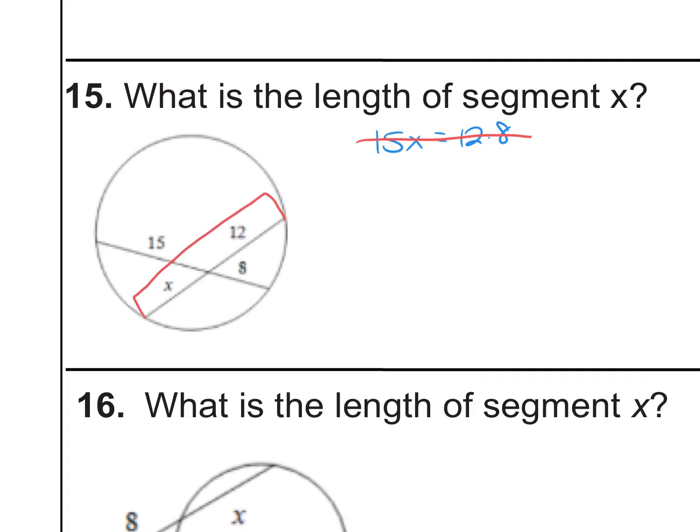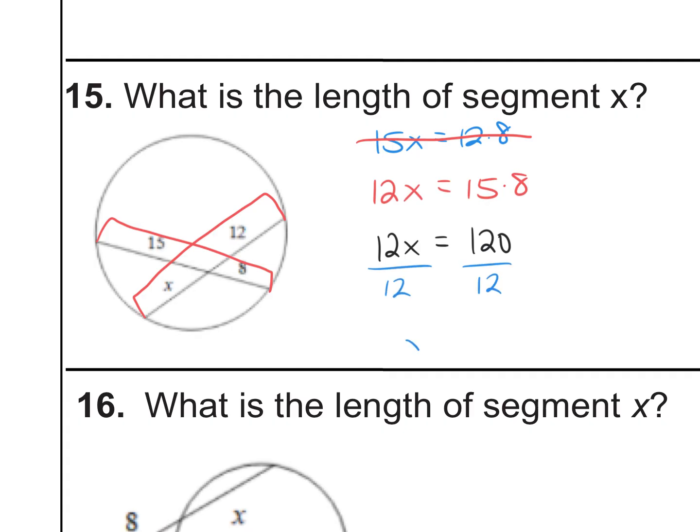What makes up this chord? 12 and x, so 12 times x. What makes up the other chord? 15 times 8. Again, what are we doing with these two? Multiply. So we have 12x equals 120. Again, algebra from here, what do we do? Divide by 12, x equals 10. Once you have these set up, it is just algebra from there. Okay. So when you have 2 chords, part times part.